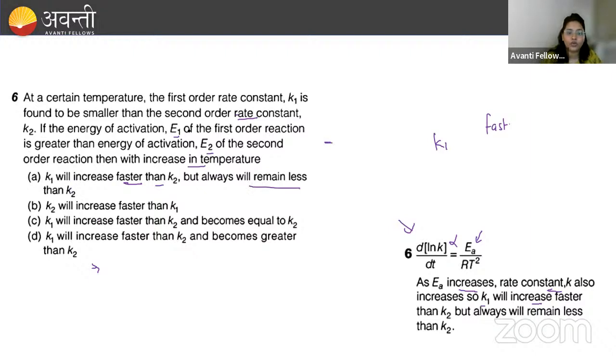Why is that happening? Because what is given in our problem: the first order rate constant K1 is found to be smaller than the second order rate constant K2. If the energy of activation E1 of the first order reaction is greater than the energy of activation E2 of the second order reaction, then increase in temperature, what is going to happen? K1 will become faster, but its value will always be less than K2. Why? Because of this given relation, right? So option A will be the correct answer here. Any doubt in this? Let's move on to the next problem.